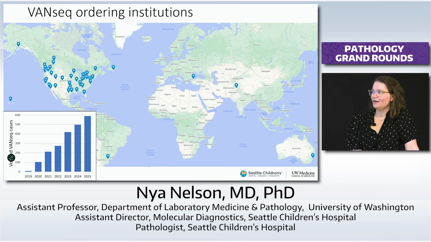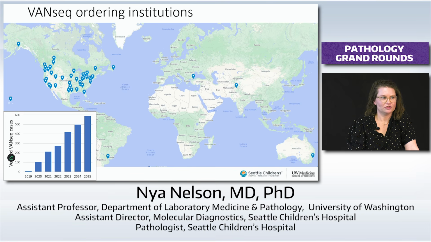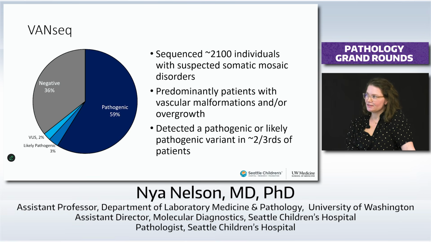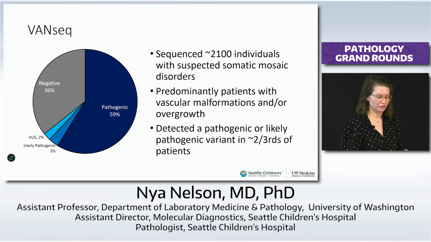And this test has been very successful, so we routinely sequence patients from all over the United States and Canada, and have sequenced patients from a total of 5 different continents. And in 2025, we sequenced almost 600 individuals that have these rare disorders. In total, since 2019, we've sequenced about 2,100 individuals with suspected somatic mosaic disorders, and this includes predominantly patients that have either vascular malformations or overgrowth. And we've detected a pathogenic or likely pathogenic variant in about 2/3 of individuals that we've sequenced.